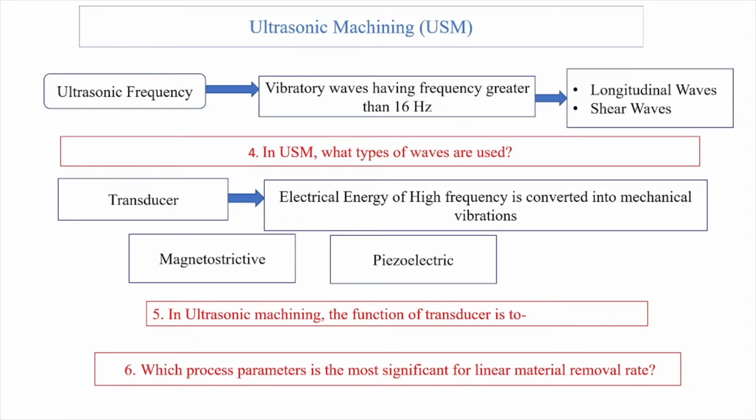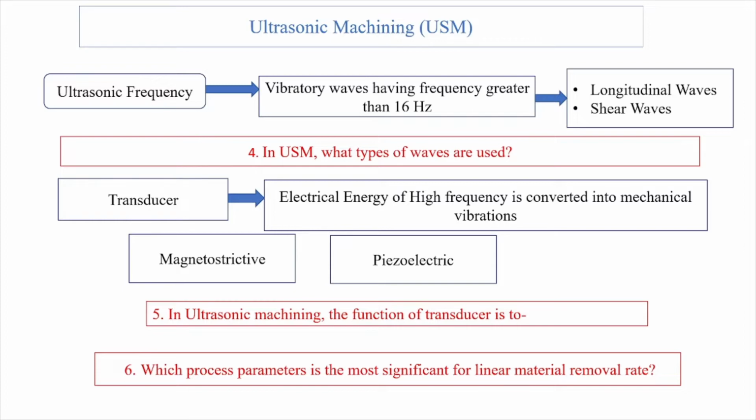So now come to that ultrasonic frequency part. First we'll discuss the transducer part. The ultrasonic vibrations are produced by the transducer. So what is the working principle of the transducer? The transducer is driven by a suitable signal generator followed by a power amplifier, and electrical energy of high frequency is converted into mechanical vibration through the transducer in that USM machining process.